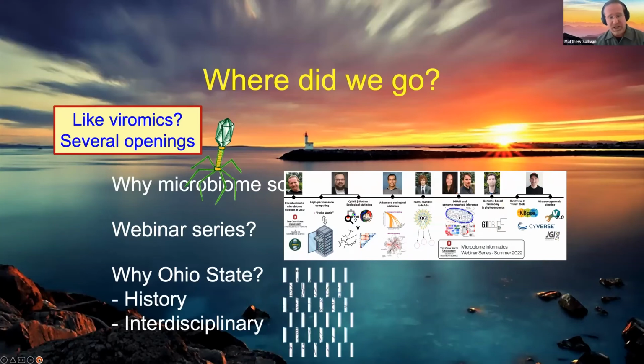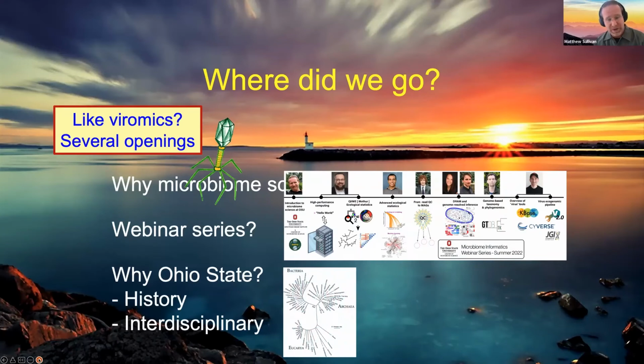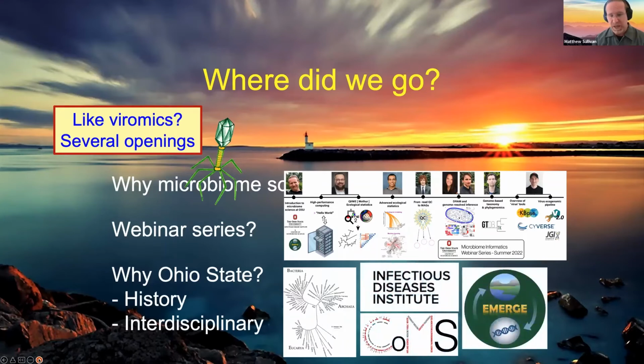And I've tried to give you a sense for why Ohio State, where we sort of launched around the same time as this exciting 3-domain tree of life that Norm Pace and Carl Woese put forth, and that changed everything in microbial diversity, microbial ecology. And at Ohio State, we've had a long history of studying microbial communities and microbiome science, and this has led to some really nice interdisciplinary entities, the Infectious Disease Institute, the Center of Microbiome Science, and the eMERGE Biology Integration Institute.